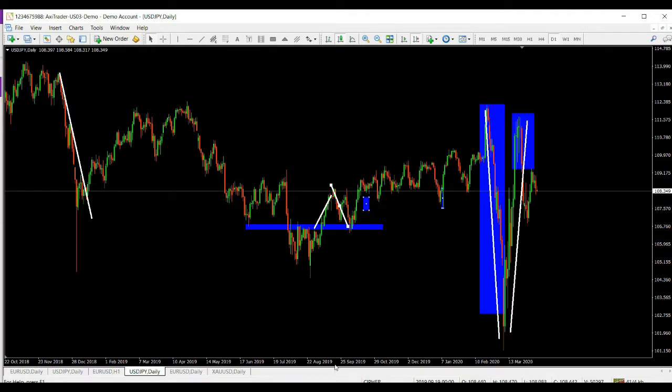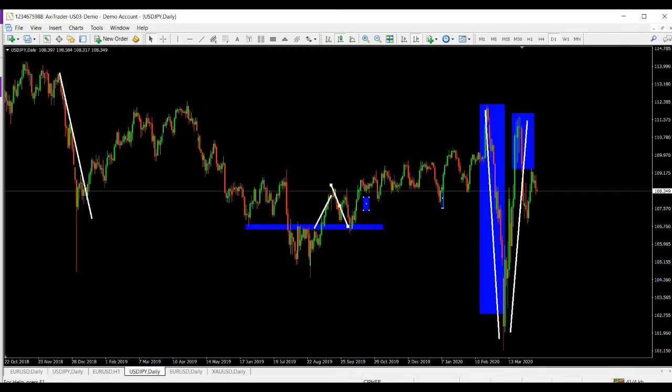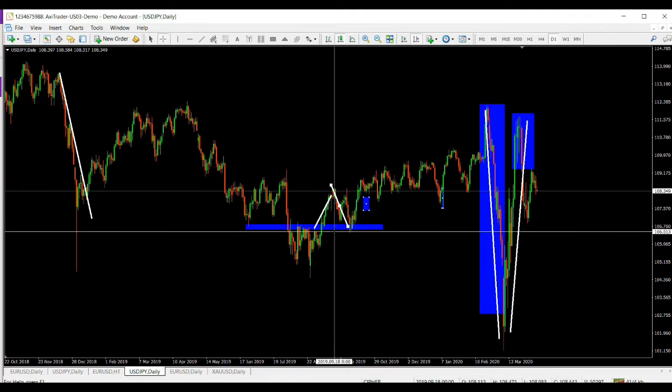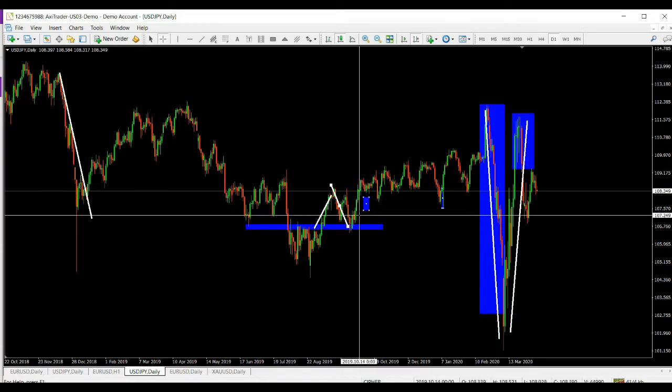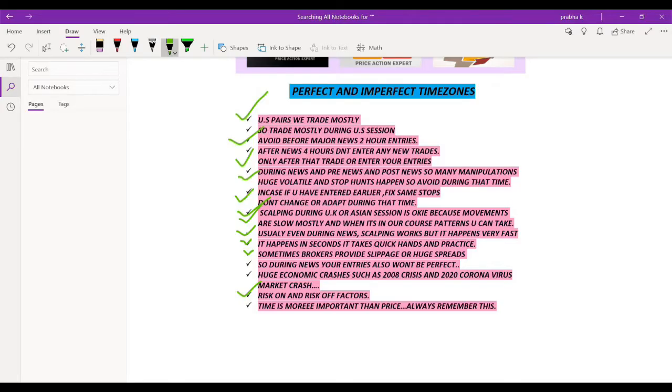It is very fast, and also it has its drawbacks. See here, it happens in seconds. It takes quick hands and practice. You should be very fast on doing that. Sometimes your broker provides slippage or huge spreads. Okay, you think that you can enter here, but during news times, if you enter here, it might place your trades 10 pips or 7 pips later on. So there is a chance of slippage and technical difficulties. So you should try to avoid trading during the news times. Okay, it is much safer. If you have entered earlier, no problem, just leave it. Okay, it's better.